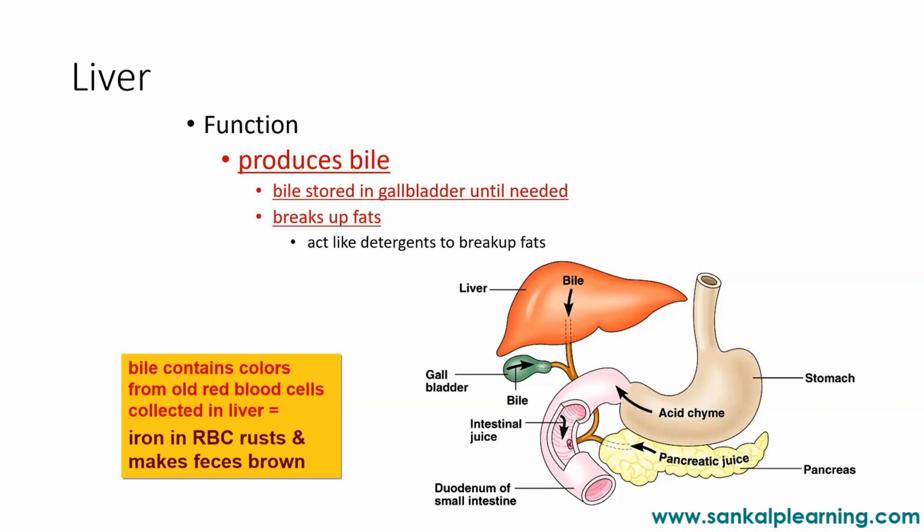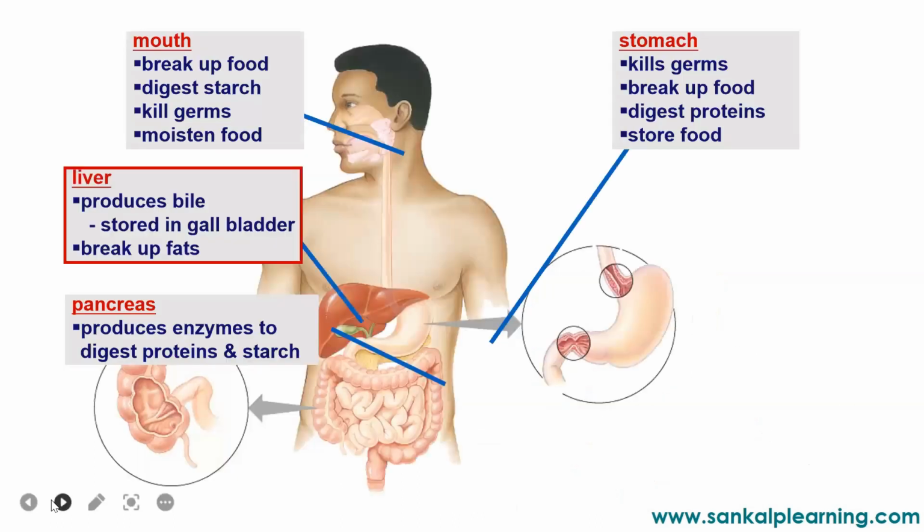And then that rusting of that substance results in a brownish or dark yellowish color of the feces. So the liver produces bile and stores it in the gallbladder, and it is involved in breaking up of fats. The next one, the main thing, is absorption in the small intestine.